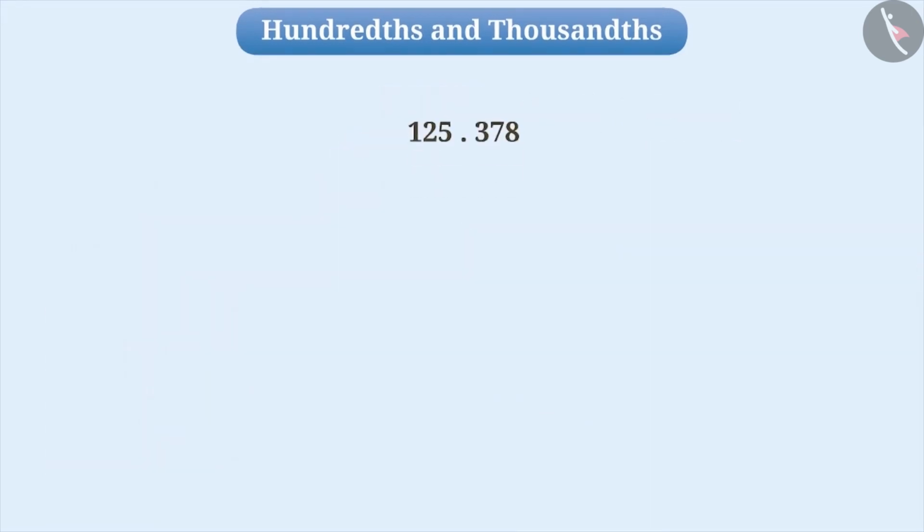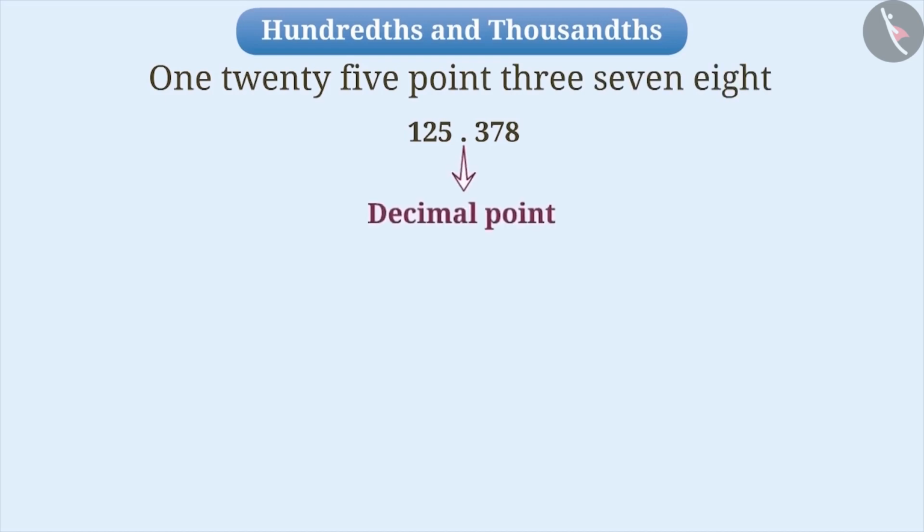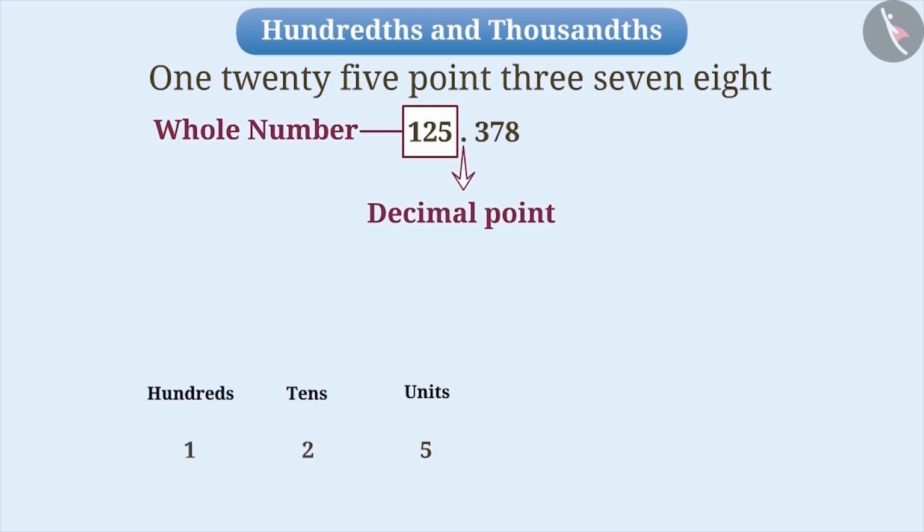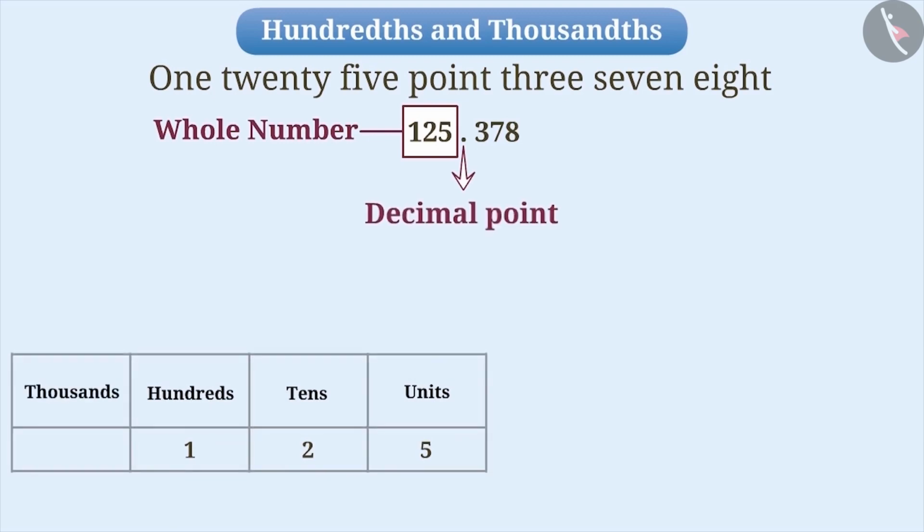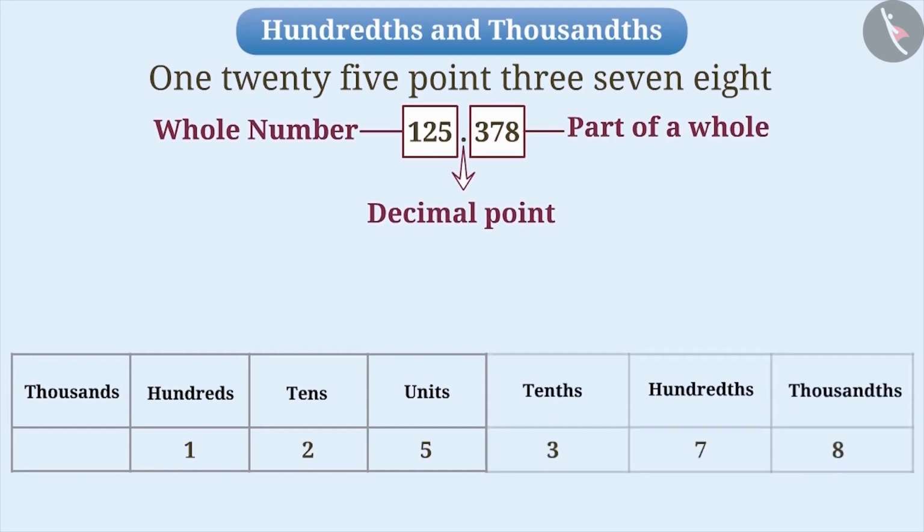There is a number here. Can you read this? Try and read it. You might have read it correctly. We will read it as 125.378. To the left side of the decimal point is a whole number. To represent it, we will use places like units, tens, hundreds, and thousands. Similarly, to the right side of the decimal point, a part of the whole is expressed. To represent it, we will use places like tenths, hundredths, thousandths, etc.